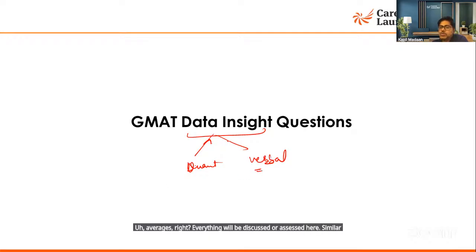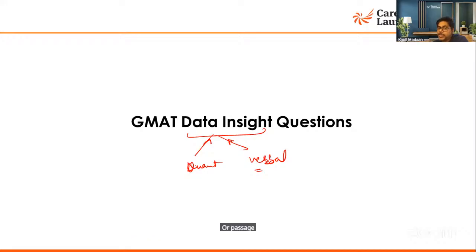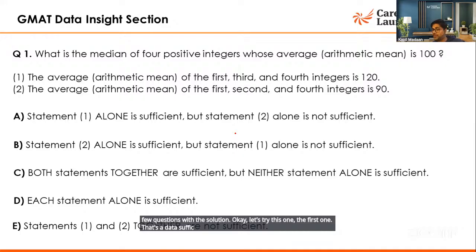Similarly, how to strengthen an argument, how to weaken an argument, and how to critically examine a passage, which we are discussing. So you'll have to read a lot. That's what the DI section is all about. Let's now understand a few questions with solutions. Let's try the first one. That's a data sufficiency question type.